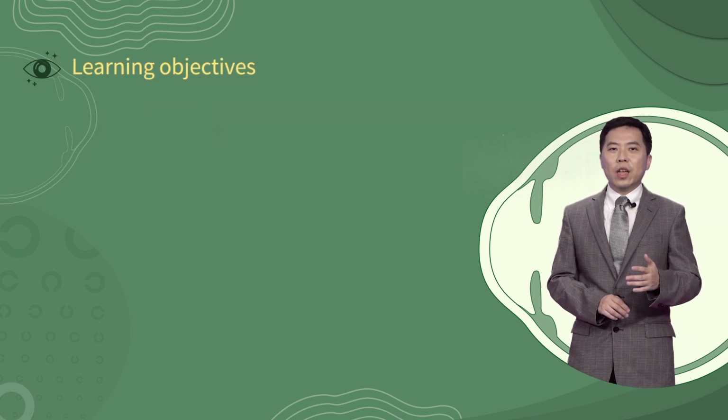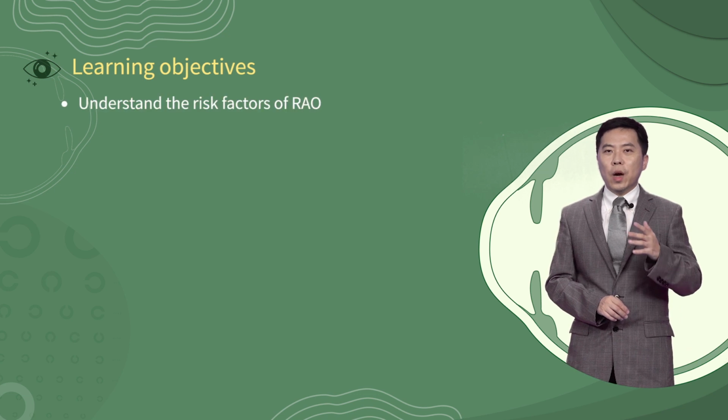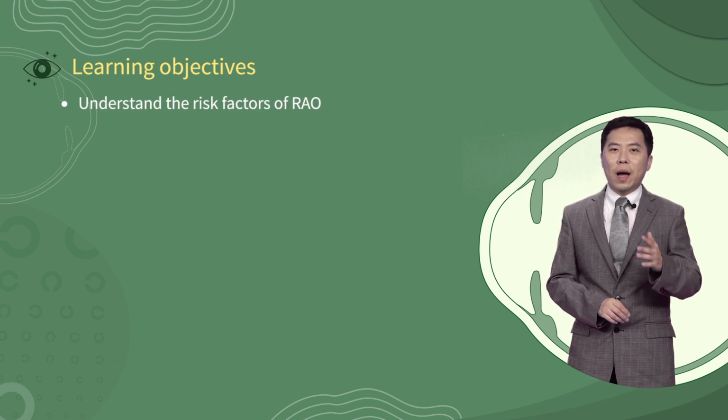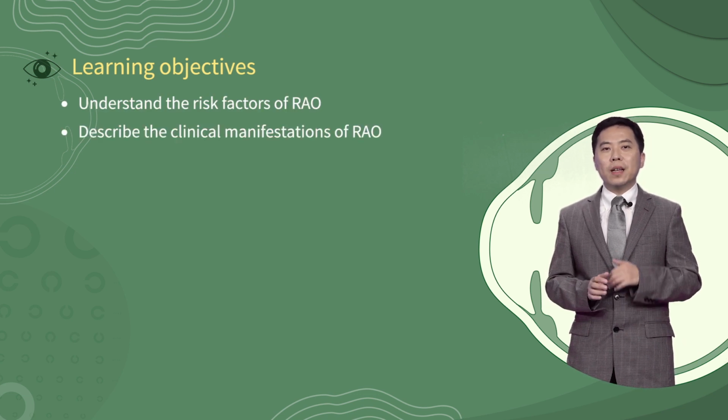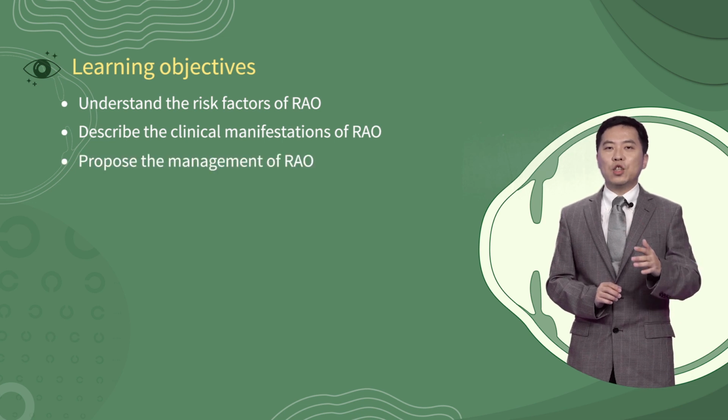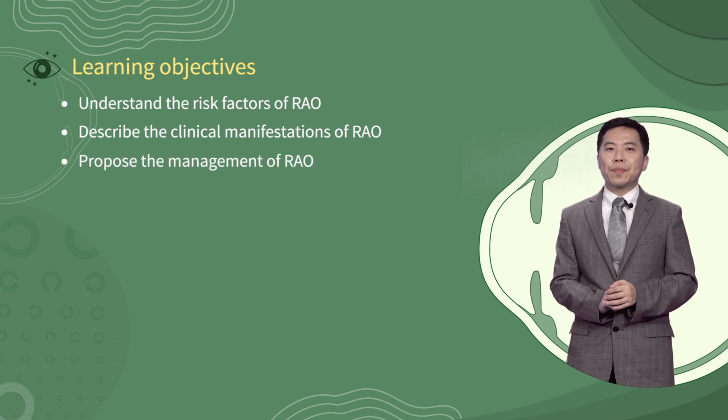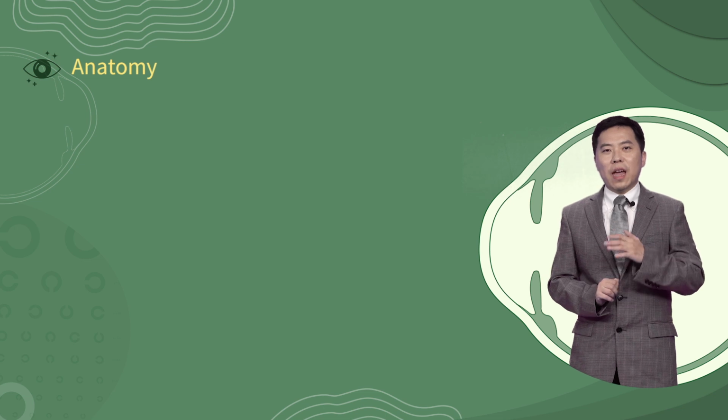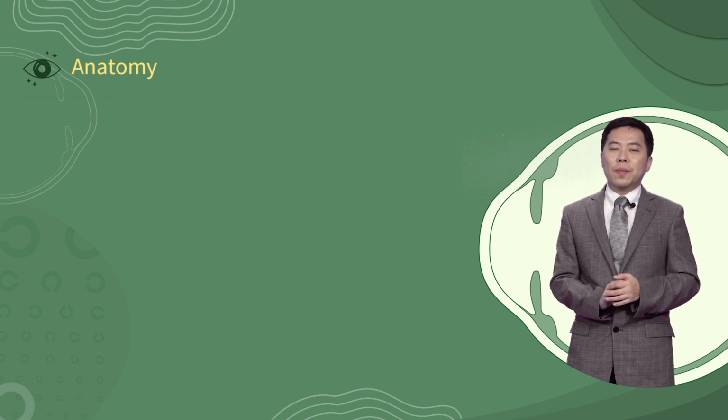These are the learning objectives of this section. You will understand the risk factors of RAO, and can describe the clinical manifestation and management of RAO. Let's review the anatomy of the retinal artery.